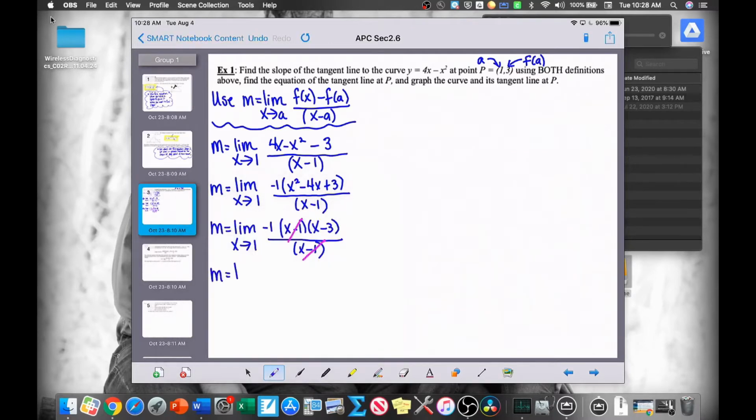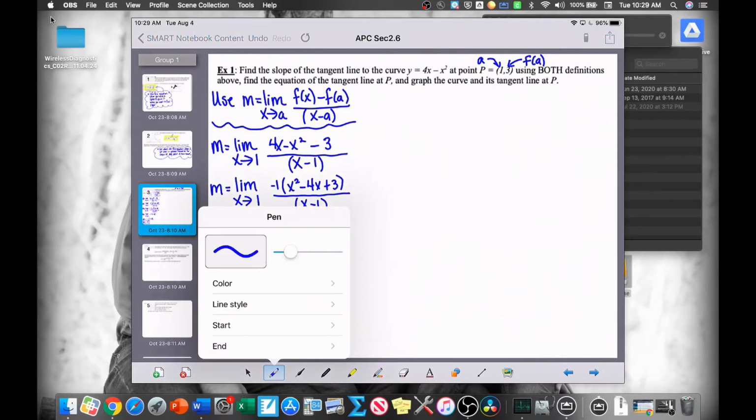So then I have my slope is equal to the limit as x approaches 1 of -1 times x minus 3, which when I evaluate my limit, I'm plugging in 1 for x, so my slope is going to be -1 times 1 minus 3. 1 minus 3 is -2. -2 times -1 is 2. So I get that the slope at point P is 2.